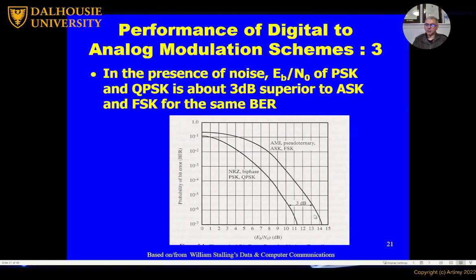You can also look at it from a different perspective. Vertically, for the same energy, if I use phase shift keying, the probability of error is much less than if I use amplitude shift keying for the same energy, like if I look at vertically.